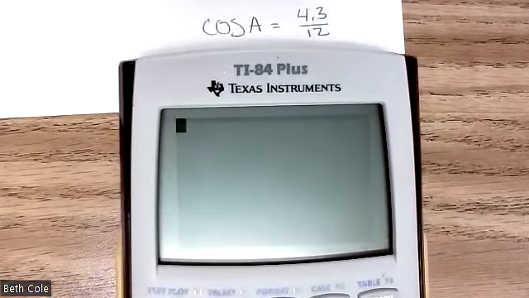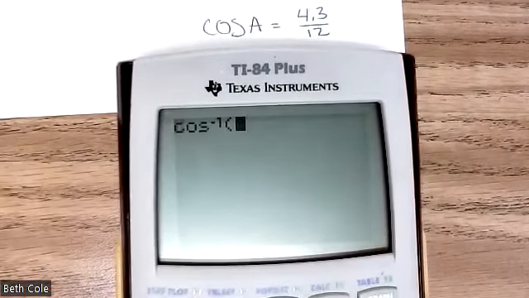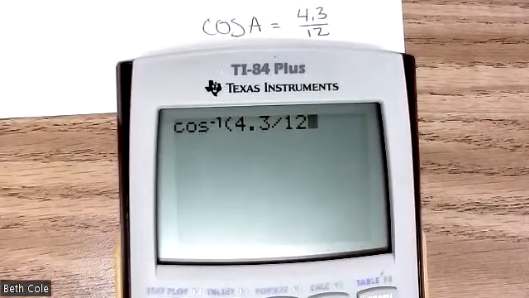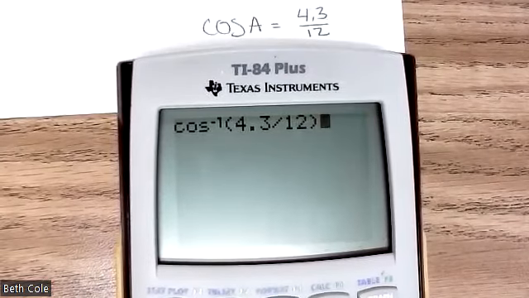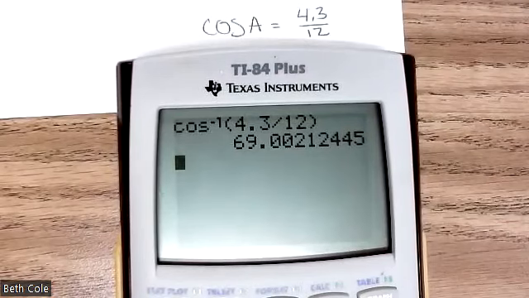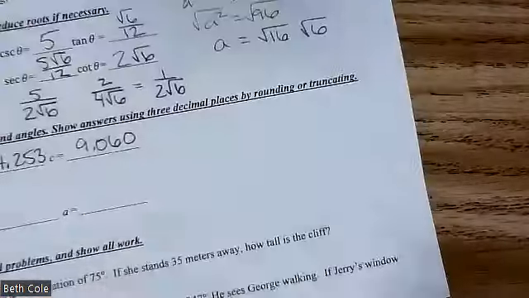Now, how do we type that one? Second cosine. Does anyone remember what it's called? It's cosine. Oh my gosh, you guys are awesome. Inverse. All right, so second cosine, it'll put the little -1 in there. 4.3 divided by 12. And that will give you your angle. Now, don't clear it out because I'm going to show you a little calculator trick for this one too. 69.002.